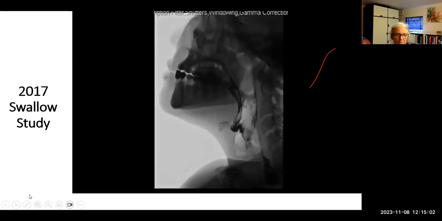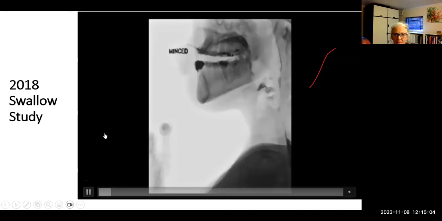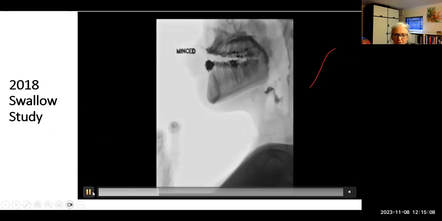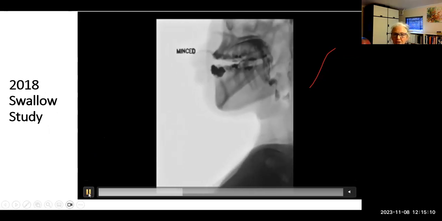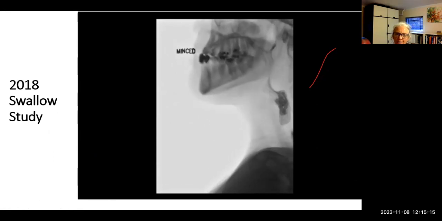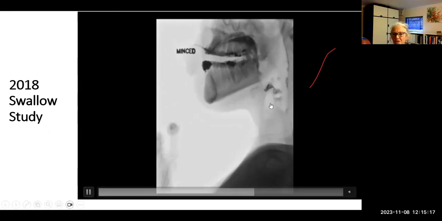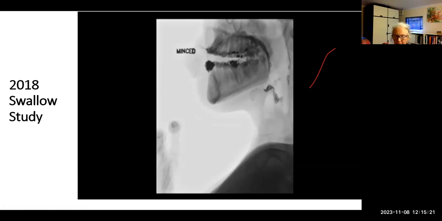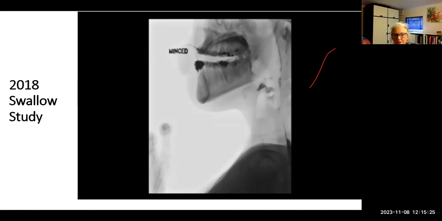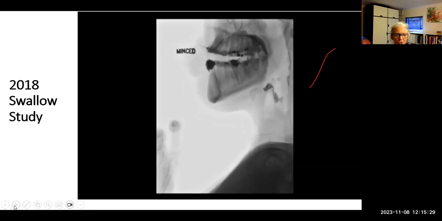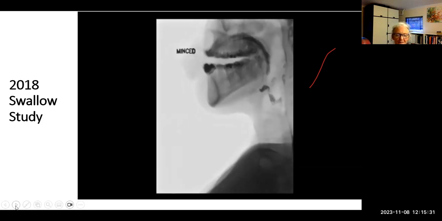So move forward to 2018. Again, we're giving her some of that modified food textures. And here we go. A little bit has fallen back, but now she swallows. And I think you can see the big difference in that little segment is that she was much more effective at clearing the material. And again, these are small segments of a larger swallow study that I completed with her.